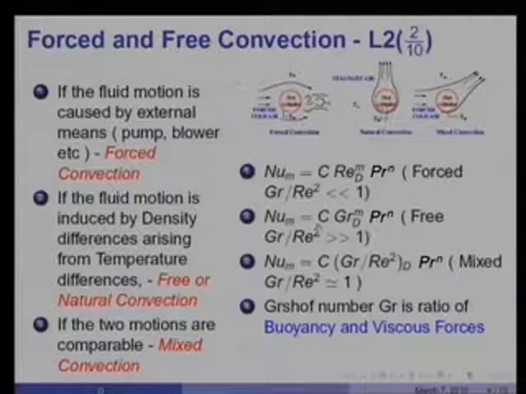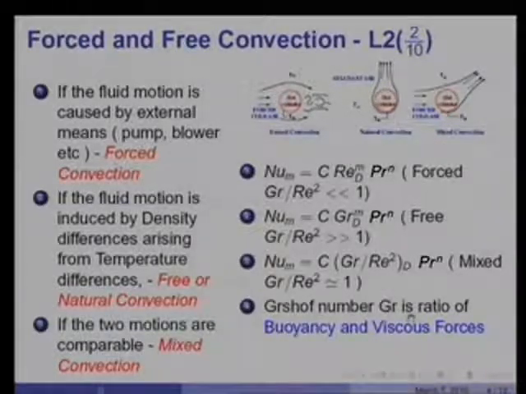In this situation, we have Gr by Re squared very, very much greater than 1. In fact, the forced convection doesn't even exist, and therefore, when the Grashof number divided by Reynolds squared is very, very large, we say it's a natural convection situation. And if Grashof by Reynolds squared is of the order of 1, then we have a mixed convection situation. In natural convection, the Reynolds number gets replaced by the Grashof number, whereas in mixed convection, both Grashof and Reynolds are present. Prandtl number, of course, is present in all cases.